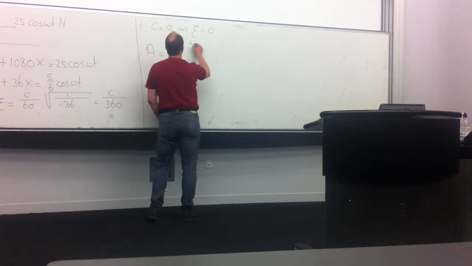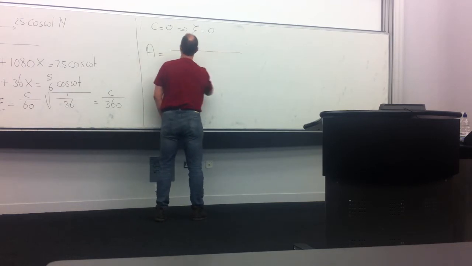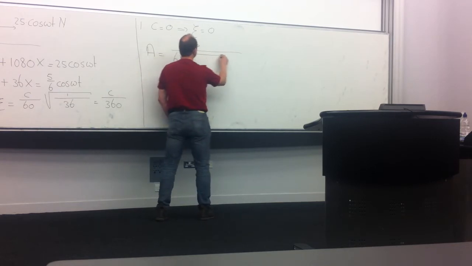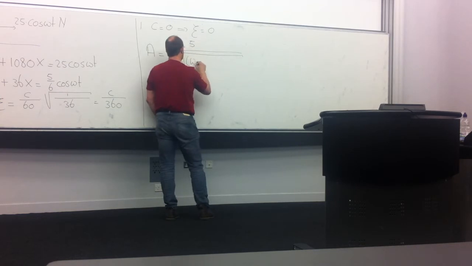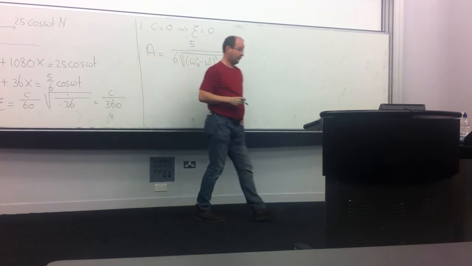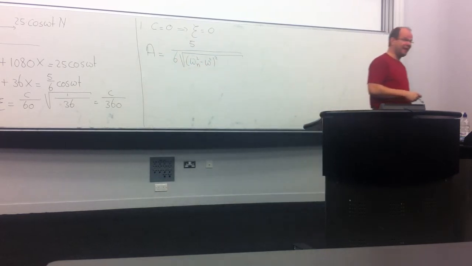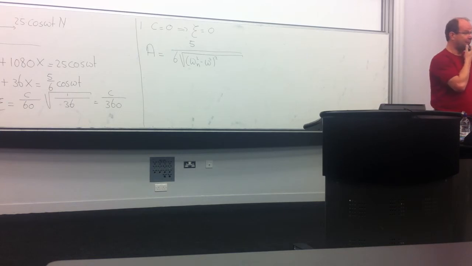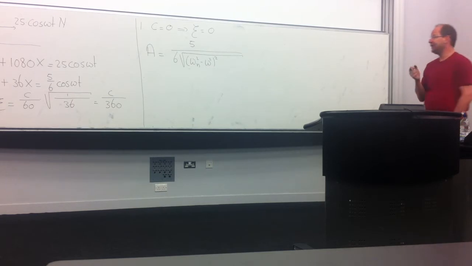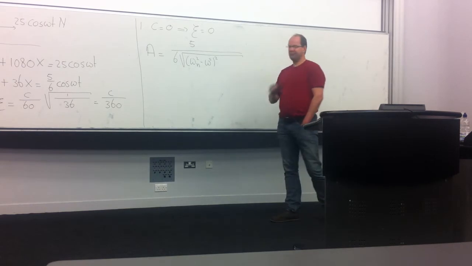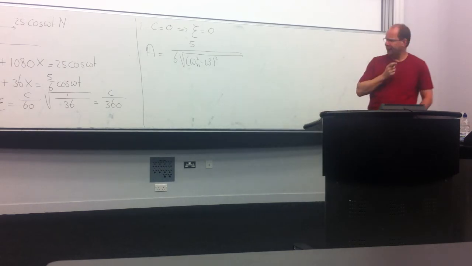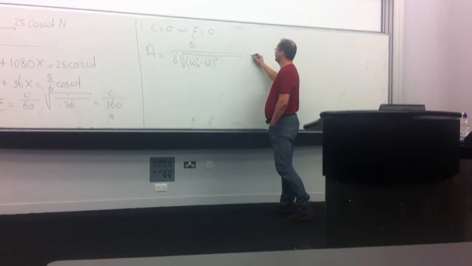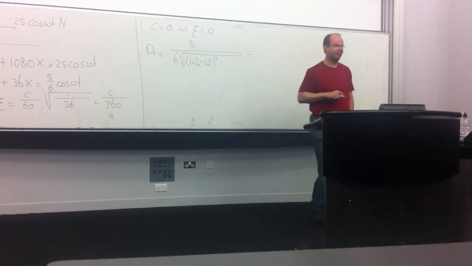So I have 5 divided by 6 times the square root of (omega n squared minus omega squared) squared plus 4 theta squared omega n squared omega squared. But theta is equal to 0. So the second term there, the 4 theta squared omega n squared times omega squared, disappears. So this is what I have. And how can I simplify this?